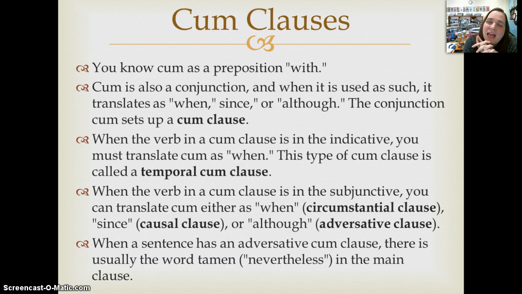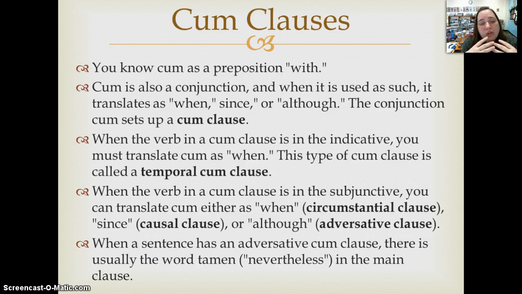cum clauses. I understand that up until now, for 31 chapters and 2.5 years of Latin, you have been used to cum being a preposition that translates with. Cum can also be a conjunction, and when it is used as a conjunction, it can translate as when, since, or although, depending on what type of cum clause it is, okay?